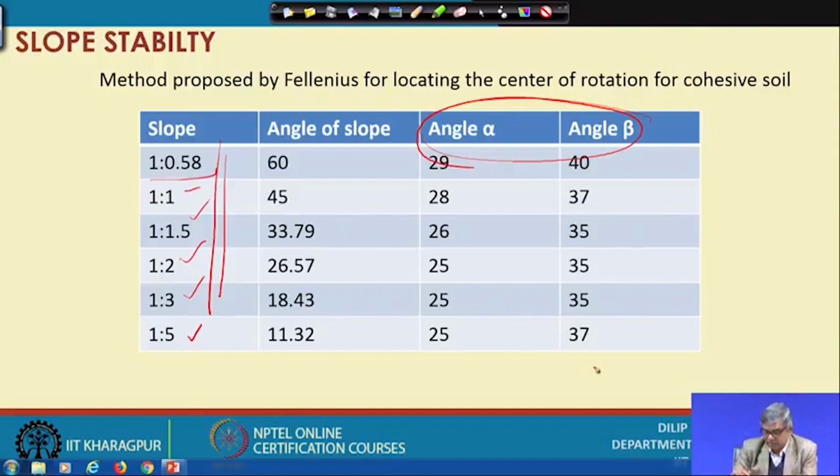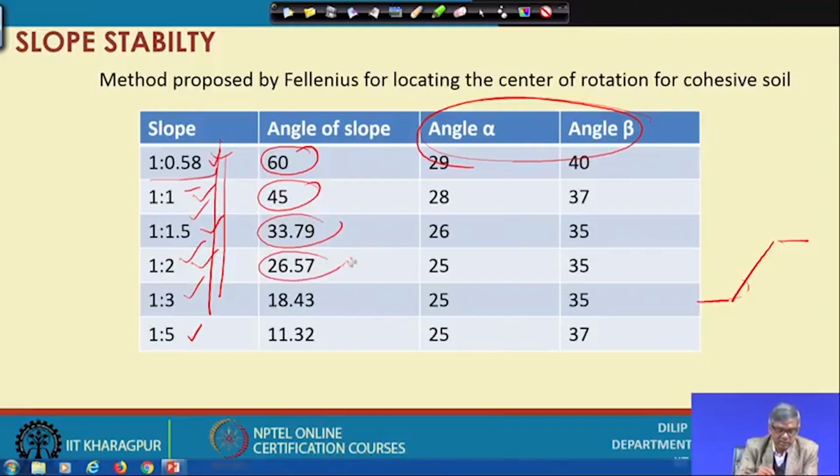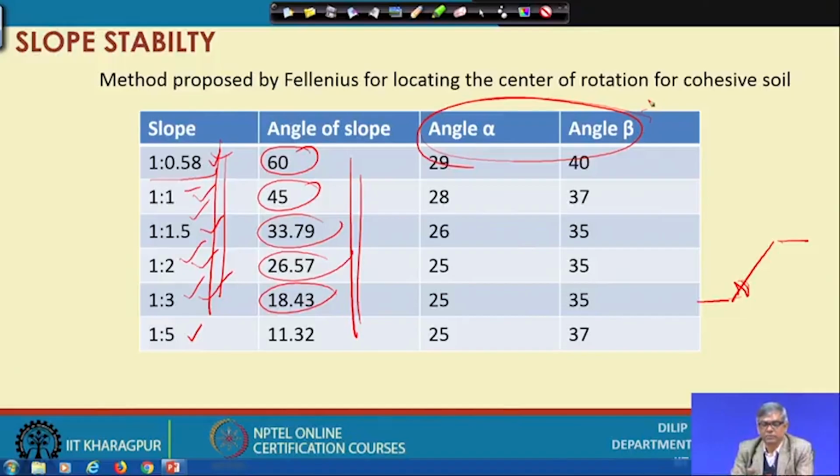If a slope is given something like this, this is the slope angle, and if this is the slope, then the angle is 60 degrees. If this is the slope, the angle is 45 degrees. So, these are the different slope angles. This angle is given, and then Fellenius suggested a construction procedure based on alpha and beta to locate the center. So, how to do that?